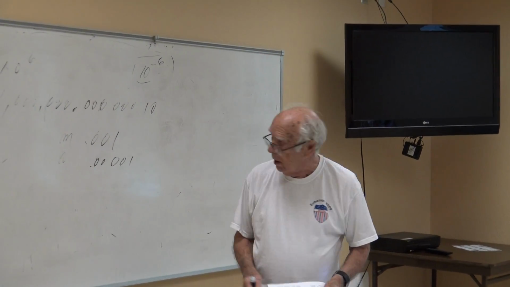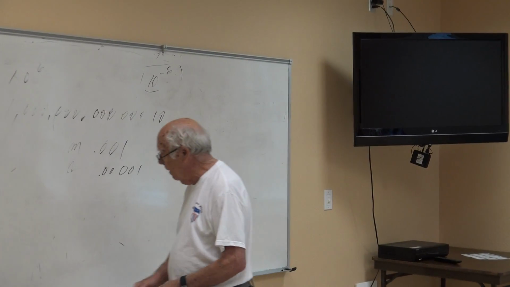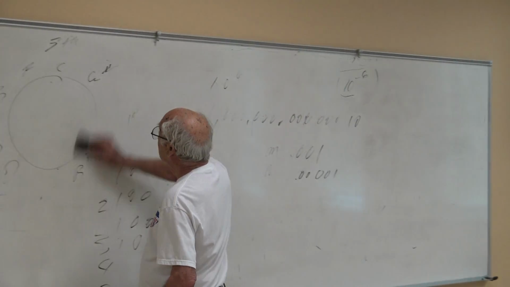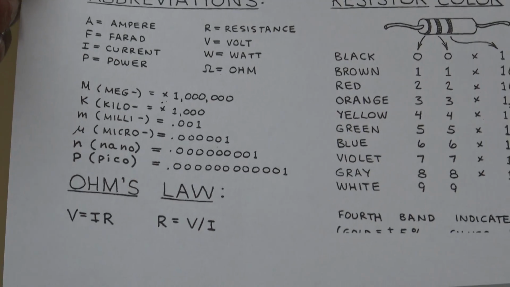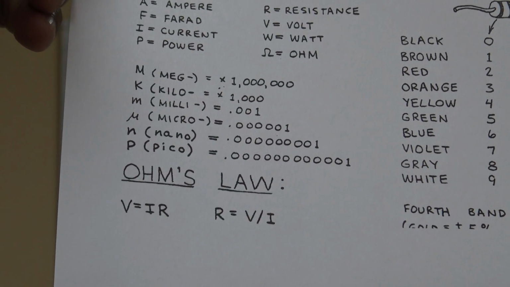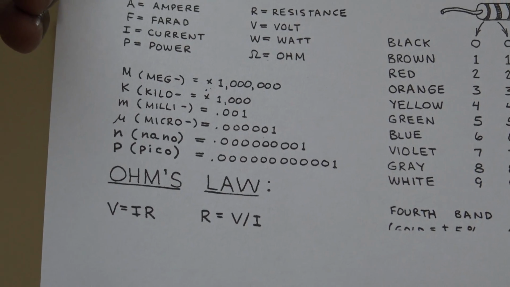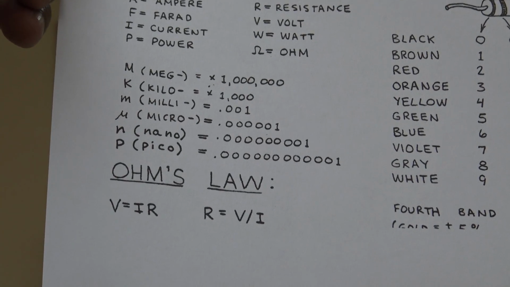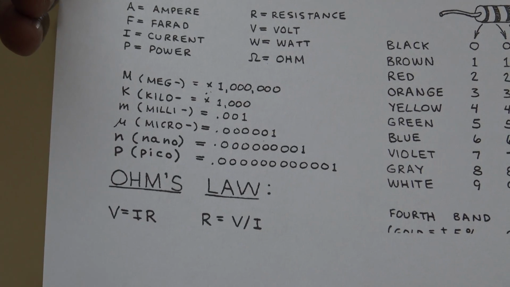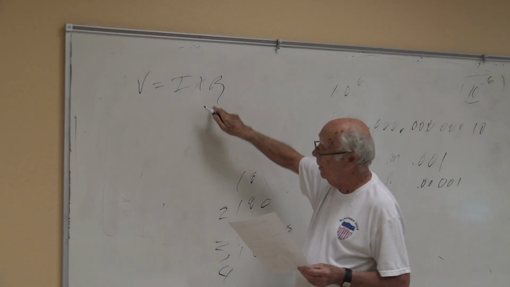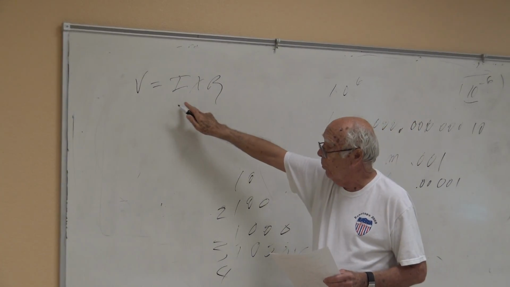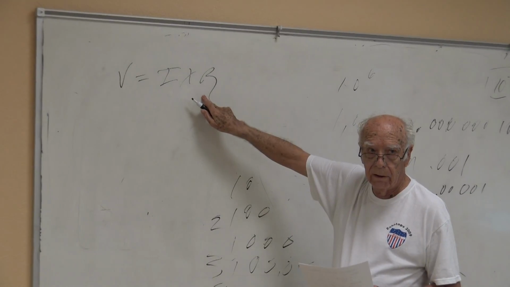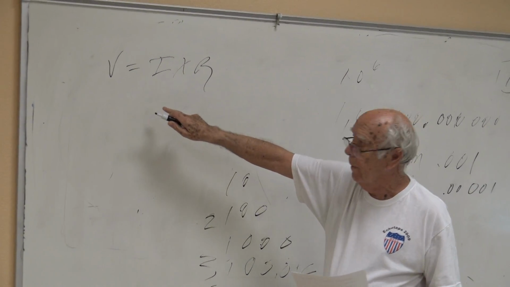Well, let's go over Ohm's law. We talked about Ohm's law. See Ohm's law there? Here's a basic: volts equal I times R. Volts equal I times R. Current, resistance, volts.